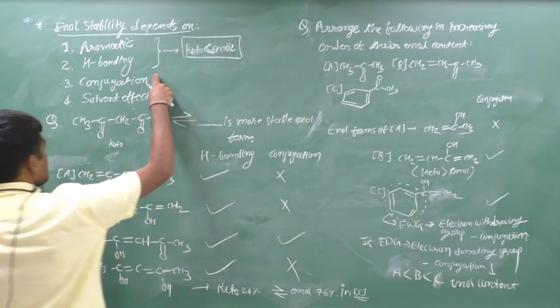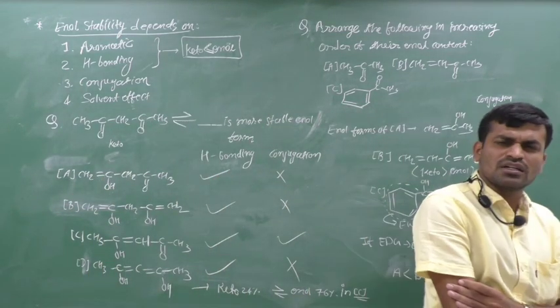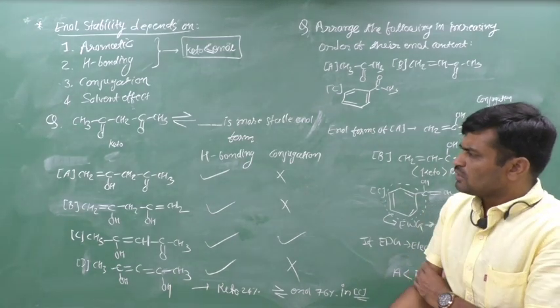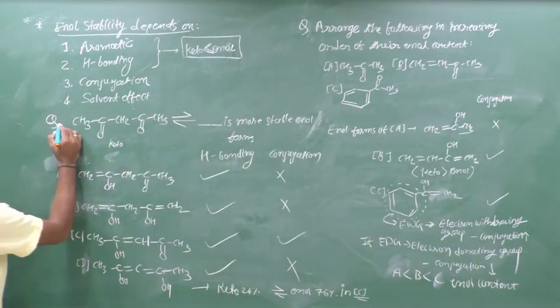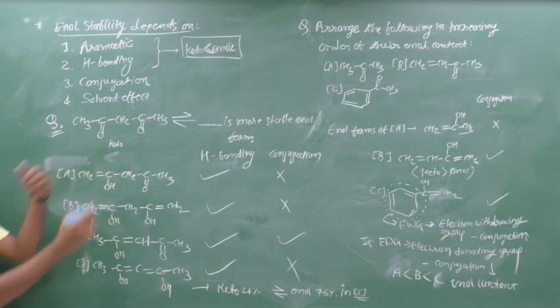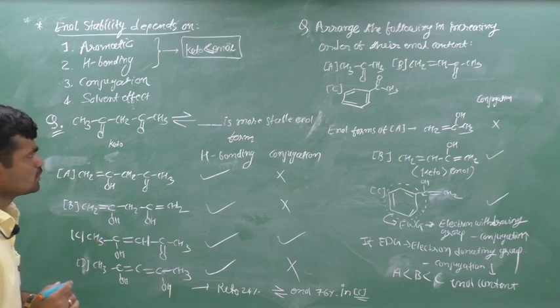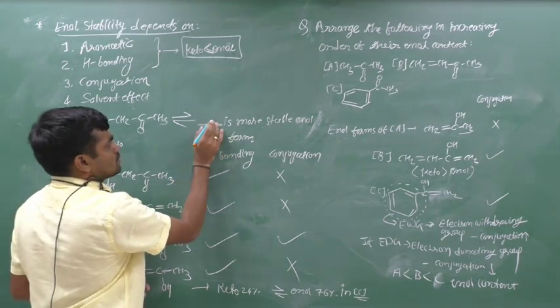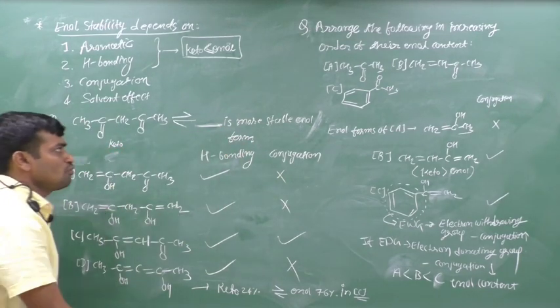And the second two factors are conjugation and solvent effect. Suppose these conditions are there, we can study them with the help of examples. Suppose the question is: CH3 C double bond O, CH2 C double bond O, CH3, the keto form, then a dynamic arrow, and here a blank is the more stable enol form.